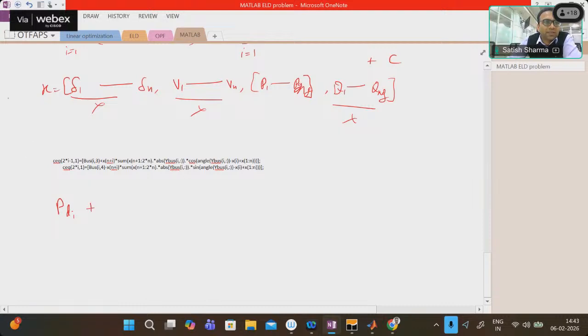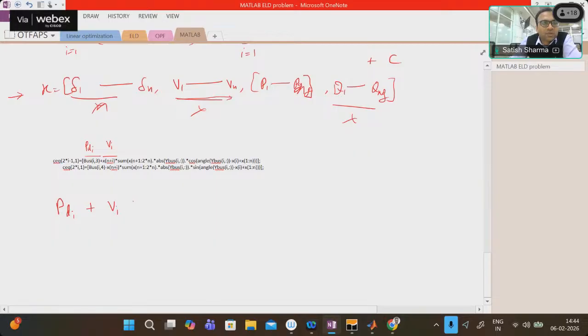We have defined x like this. The very first n entries are the angles, then n plus i is the ith voltage, so I can say it is Vi. This particular part is Vi, and this part is PDi. Then the summation of x from n plus 1 to 2n, so basically a summation of V1 to Vn.